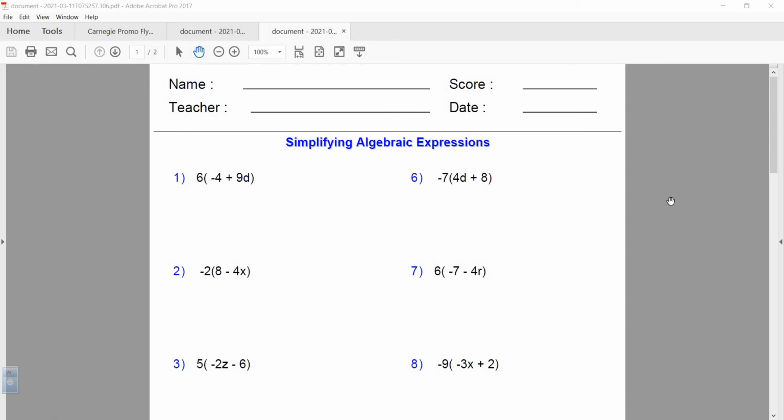Well, hey everybody, Mr. E's back with you, and in this video we are going to be simplifying algebraic expressions, and more specifically we're going to be doing that by applying the distributive property.